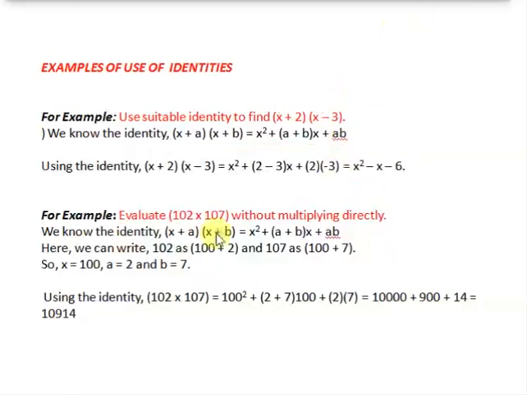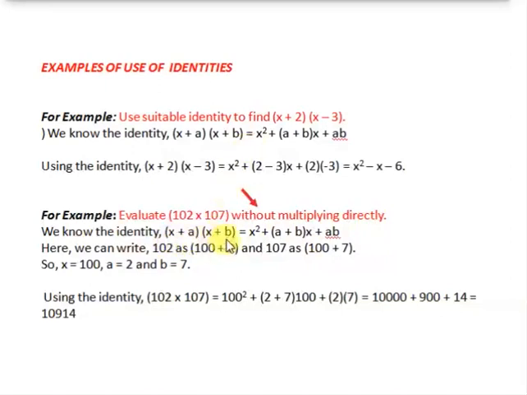Next, evaluate 102 into 107 without multiplying directly. We don't have to multiply directly. Here it is clearly mentioned, without multiplying directly. So that means we have to use some identity. Again we'll be using the same identity.